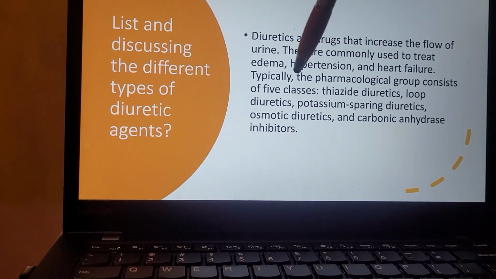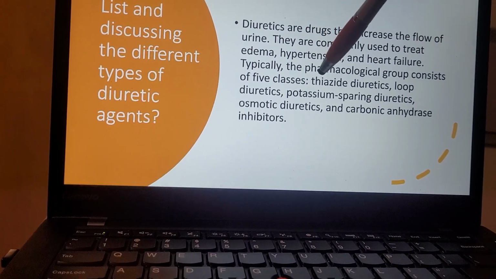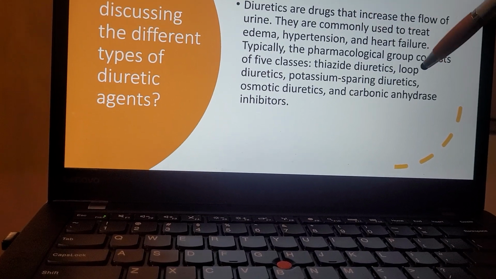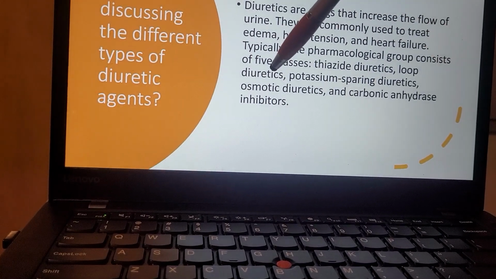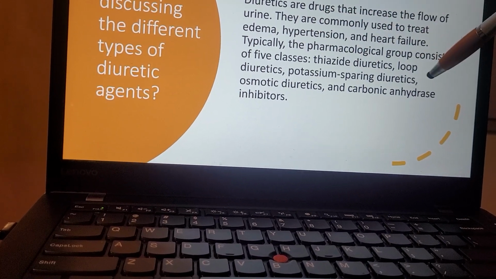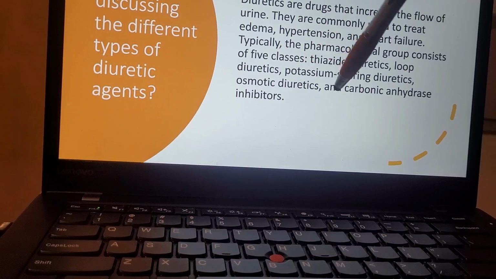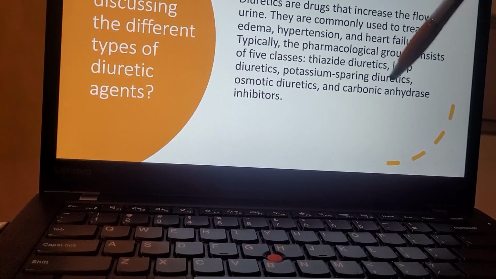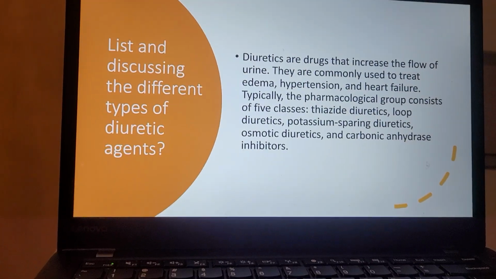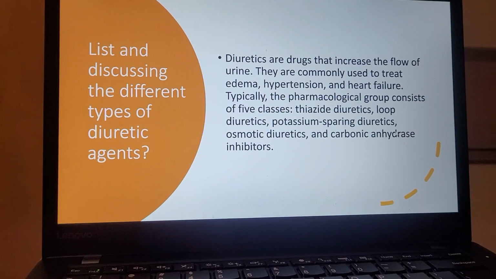Typically the pharmacology group consists of 5 classes. We have the thiazide diuretics. We have the loop diuretics. We have the potassium-sparing diuretics. We also have the osmotic diuretics, and the last one is the carbonic anhydrase inhibitors. That's the group of the different types of diuretic agents available.